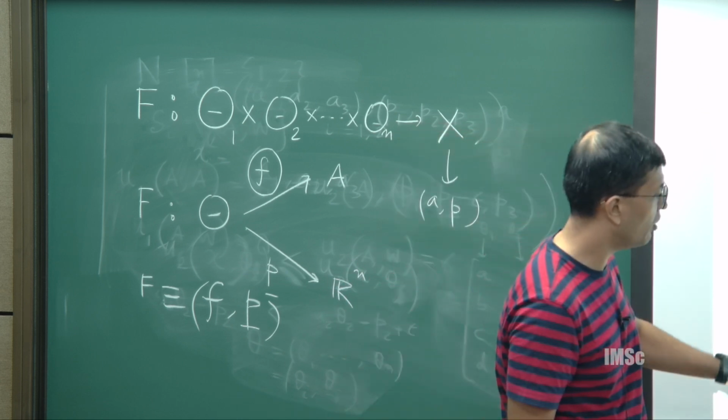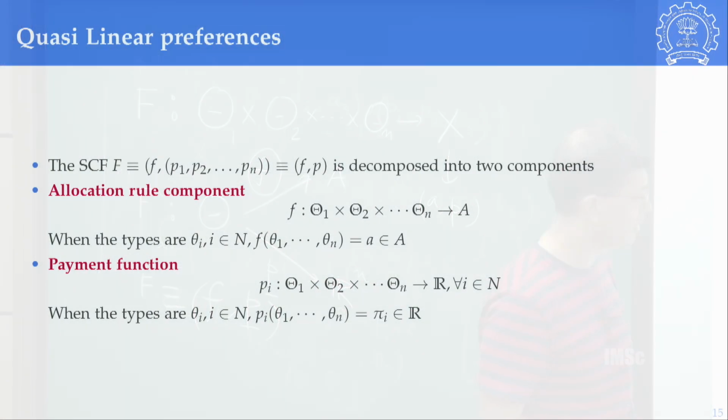From now onwards I will forget about capital F, and only deal with lowercase f and the payments, because you finally have to decide which of these alternatives you are picking. If you are doing public projects, which of these public projects you should pick, and how much you should tax each of these agents, how much payment you should charge.